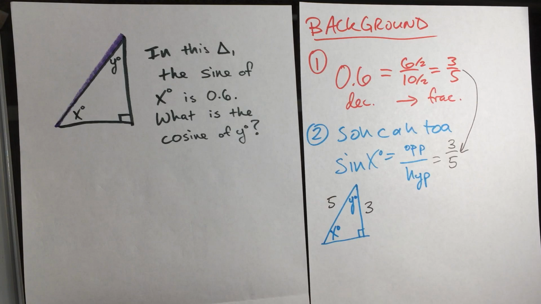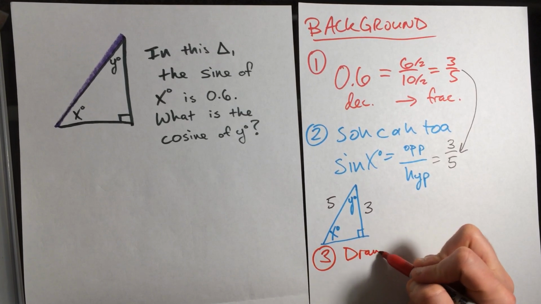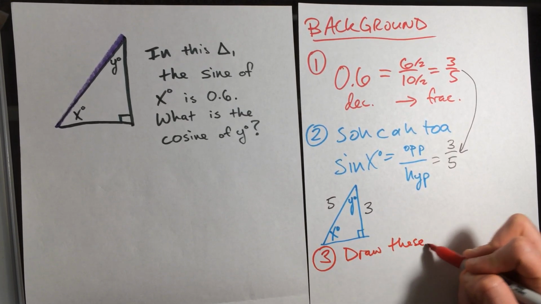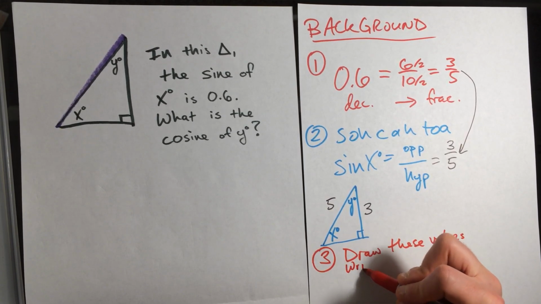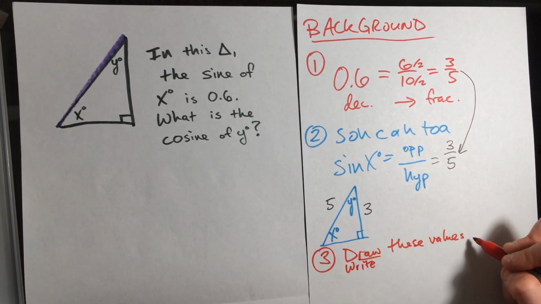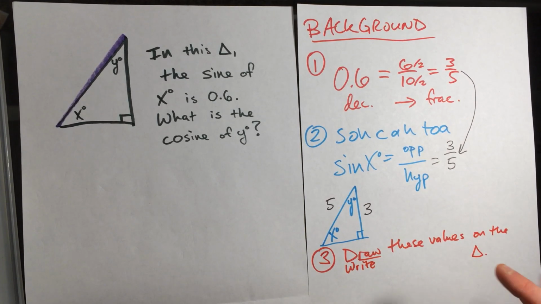And that's the third thing you want to know in terms of background. We just demonstrated it. You need to know to draw these values in. Draw these values, or pardon me, write these values on the triangle itself.